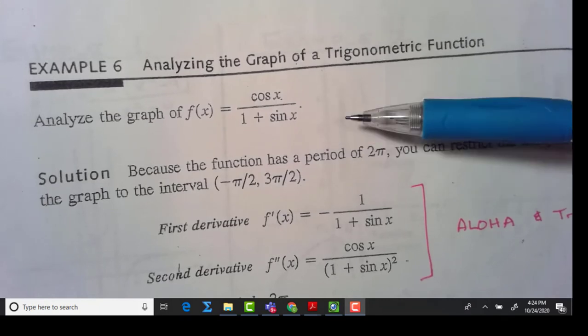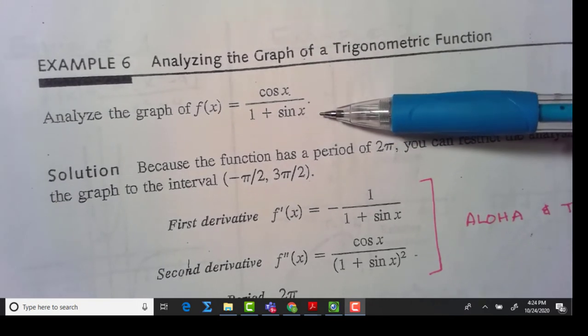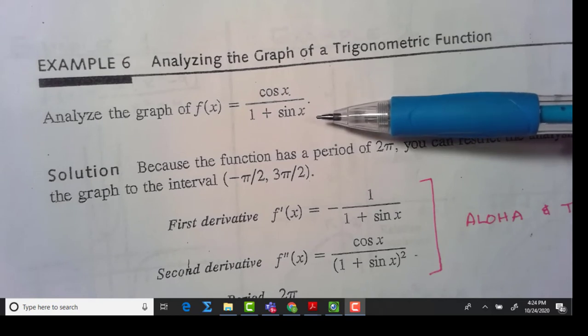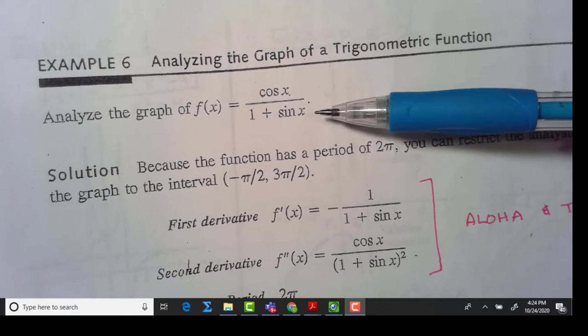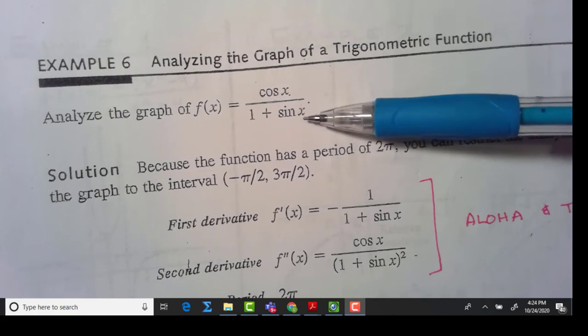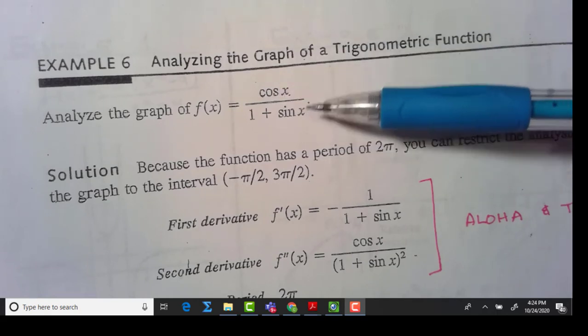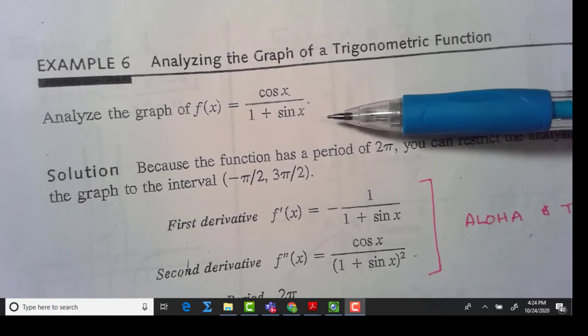Here is a trigonometric function. We know that cosine is continuous, 1 plus sine. This is going to be continuous except for where we have values that will give us 0 in the denominator. We're going to get a 0 in the denominator when sine of x is negative 1. And that happens at 3 pi over 2. So that gives us a vertical asymptote there.